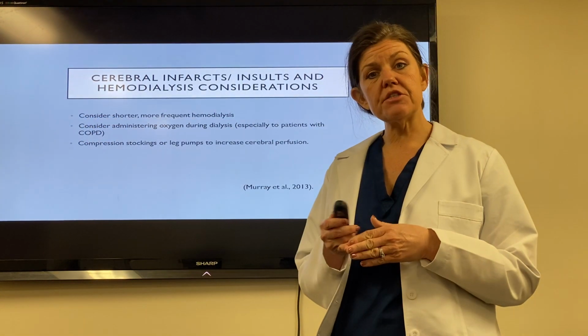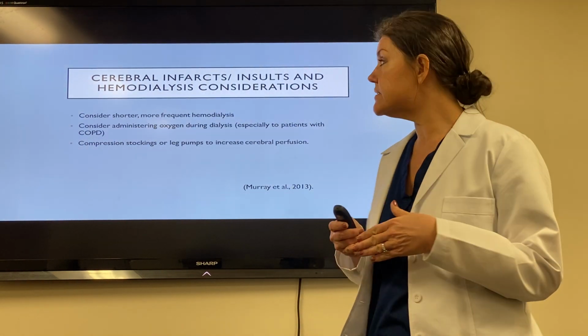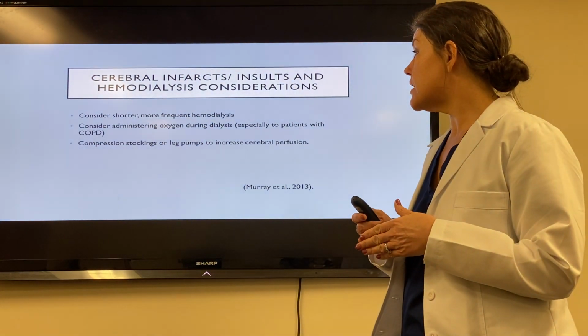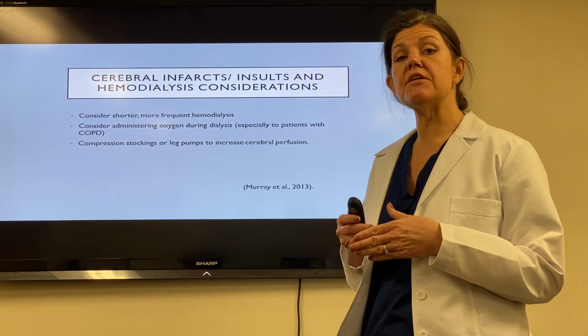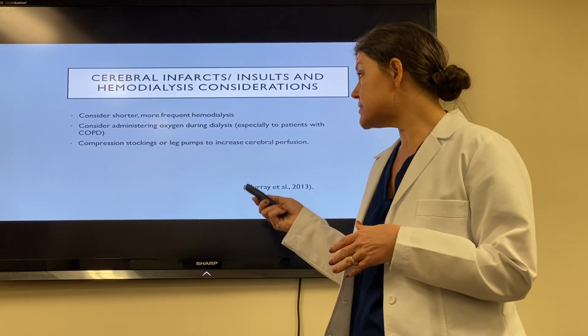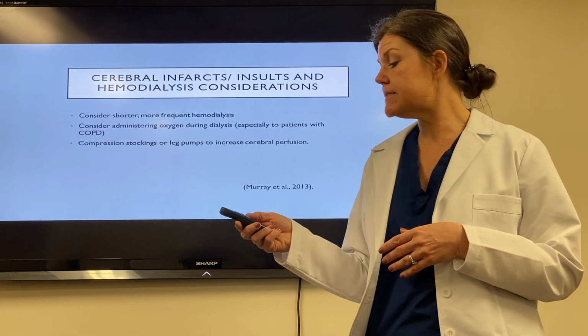So with this patient population, we need to consider shorter, more frequent hemodialysis sessions. We should be considering oxygen during their dialysis session, especially with patients who have COPD. And we should also be using compression stockings or leg pumps to increase cerebral perfusion during hemodialysis.